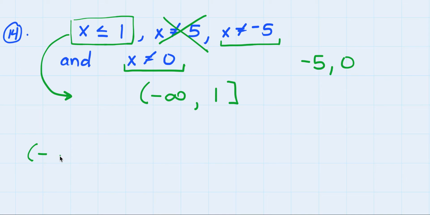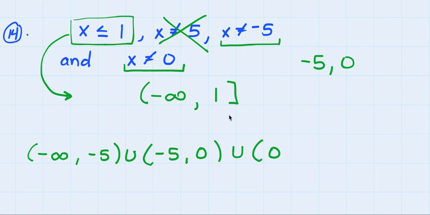So this will be negative infinity. We go up to negative 5. We can't equal negative 5, so we make a jump. Then go up to 0, make a jump, and then go from 0 to 1, and we can equal 1 because I have this bracket here. And so that's the interval notation.